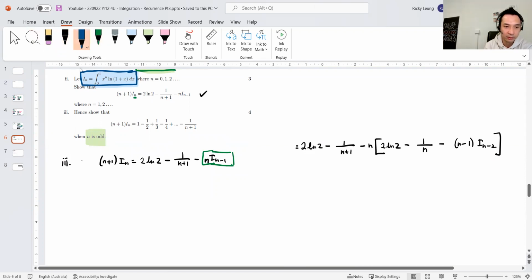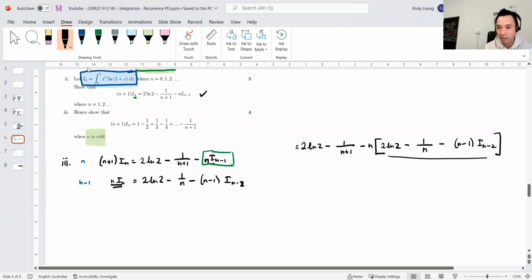So this is when n. So for n minus 1, if I replace all the n's with n minus 1s, I get I_n equals 2 ln 2 minus 1 on n minus (n minus 1) I_(n minus 2), right? You can see that there's an n there, right? Actually, that n should not be there. So, you know what? Maybe I'll just do it like this a few times, just to not cause confusion.